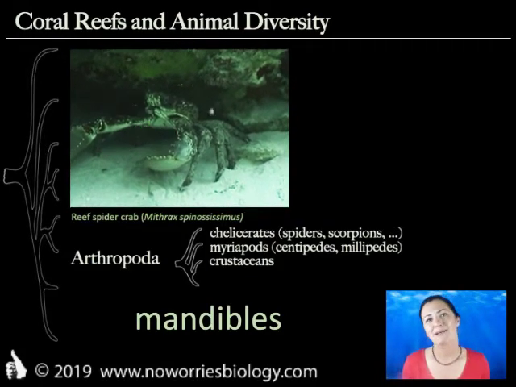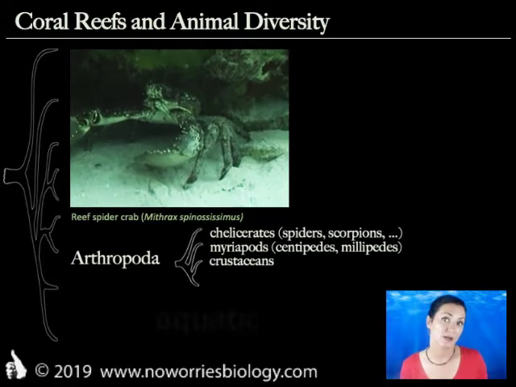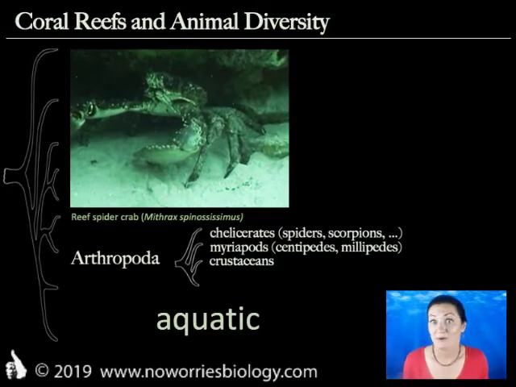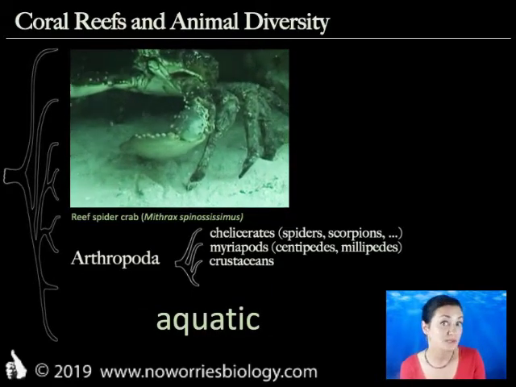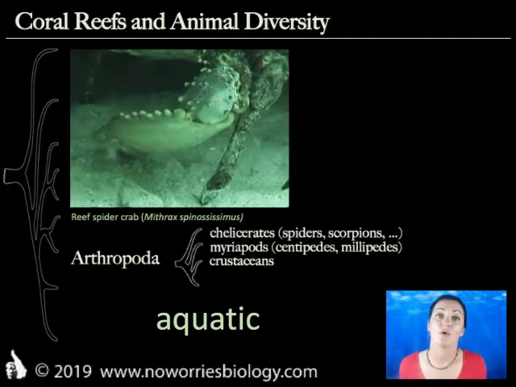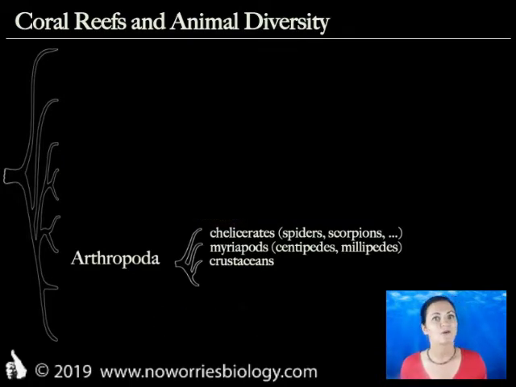Most, but not quite all, crustaceans are aquatic. They live in water, and there are numerous species living in and around coral reefs. Crabs, lobsters, and shrimp are maybe the first groups that come to mind when talking about crustaceans.